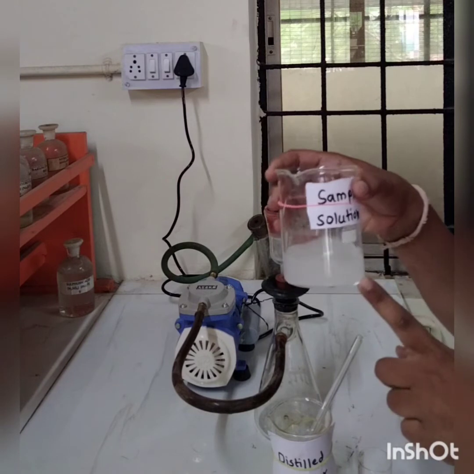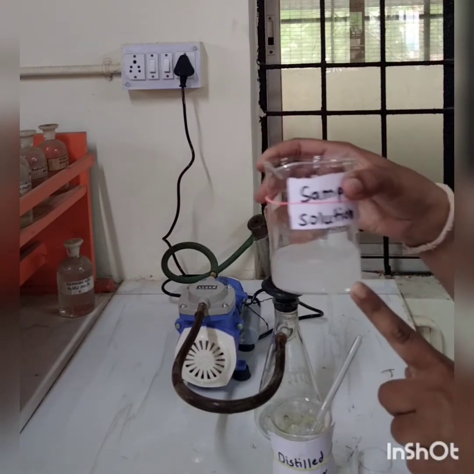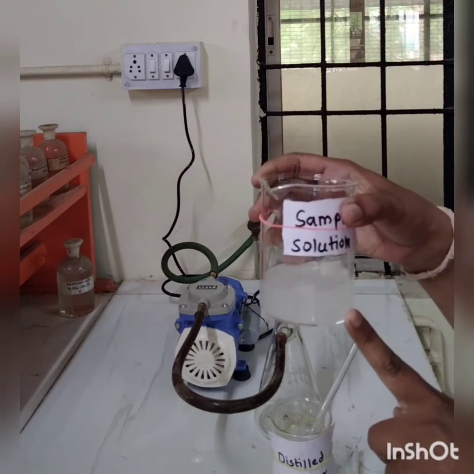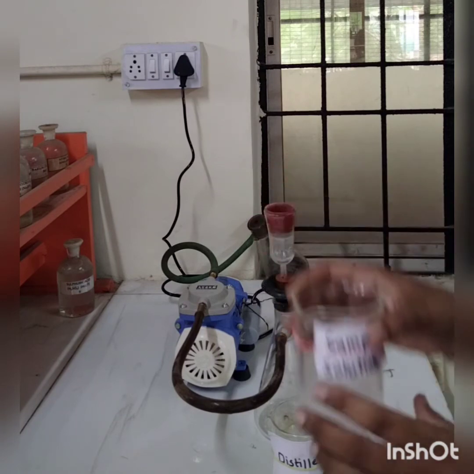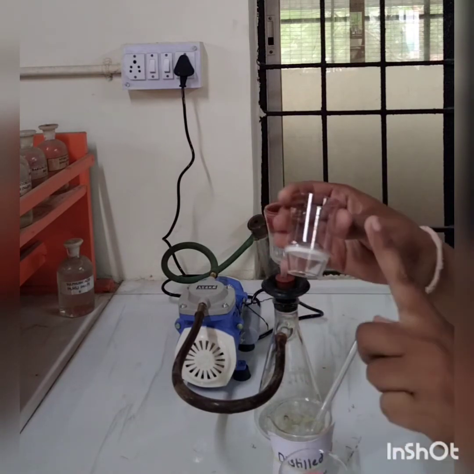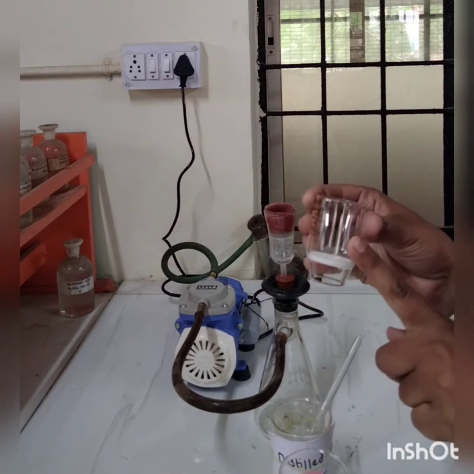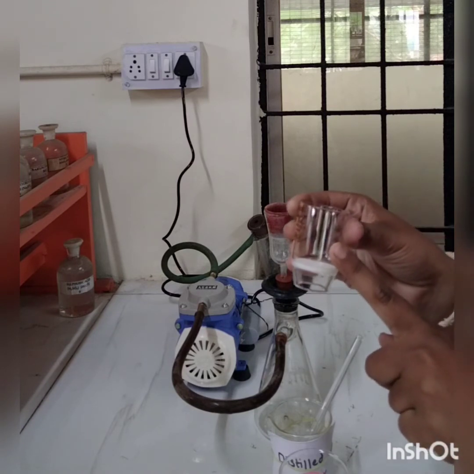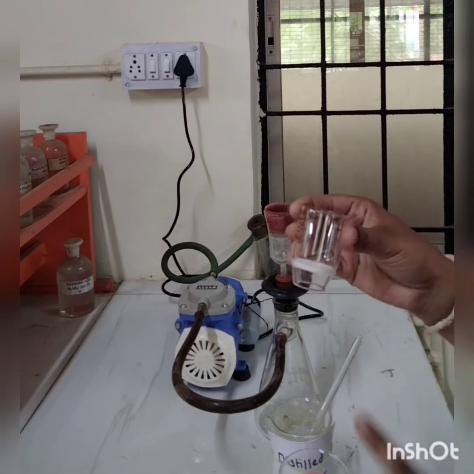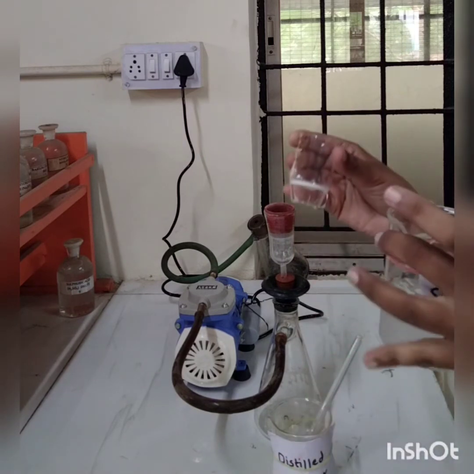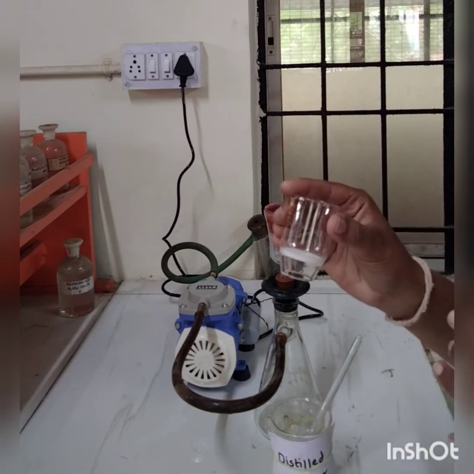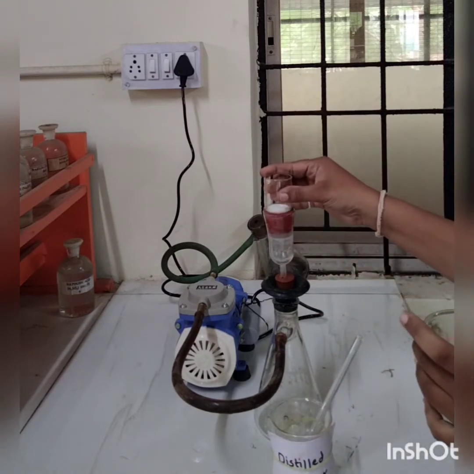This is the precipitate which I have digested by heating. Now I had taken a Gooch crucible which is previously dried and weighed, and I am going to filter this precipitate through the Gooch crucible. Okay, this way.